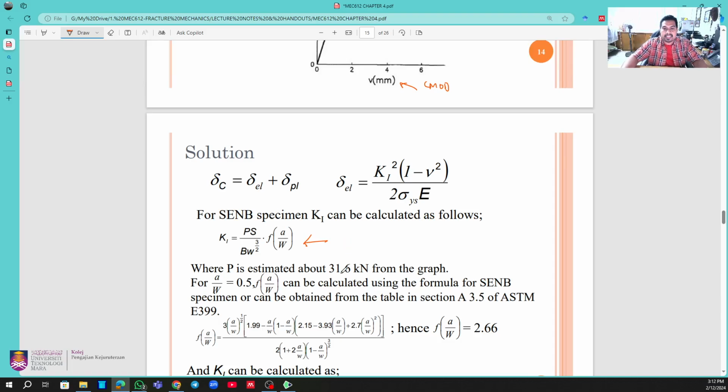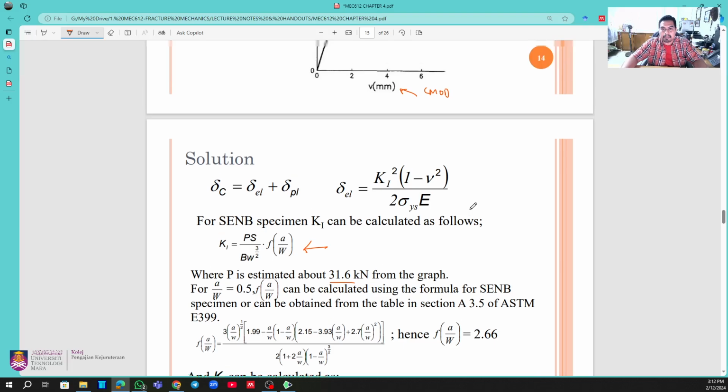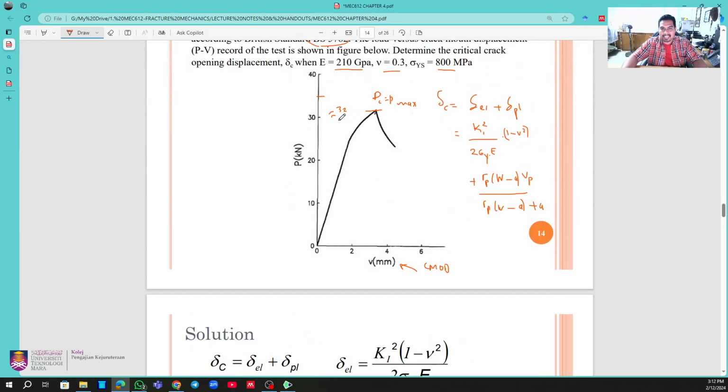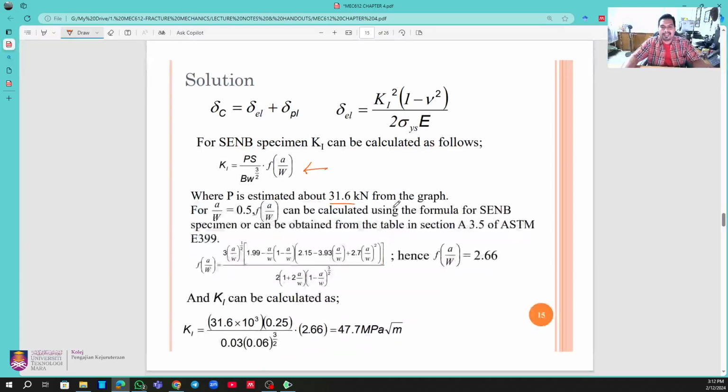So we know that P is estimated as 31.6. Bear in mind, I am estimating the value at around 32 kilonewton. In this one, we assume 31.6 kilonewton, which is quite accurate. I don't have the capability to read this kind of accuracy off the graph, so I just use 31.6, or you can straight away use 32 kilonewton. It doesn't matter in our case.